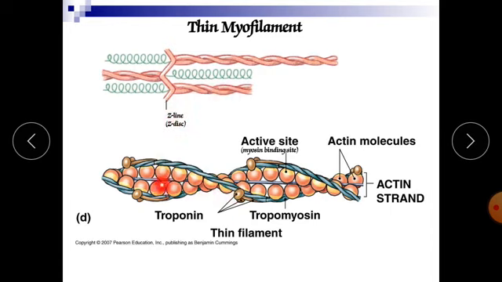Now here is the tropomyosin, which is temporarily attached to the actin. These are the active sites on the actin, and they are temporarily covered by this tropomyosin, which can be released afterwards during the process of contraction. These are the actin molecules. These actin molecules are responsible for the process of contraction, so they will bind to the myosin.